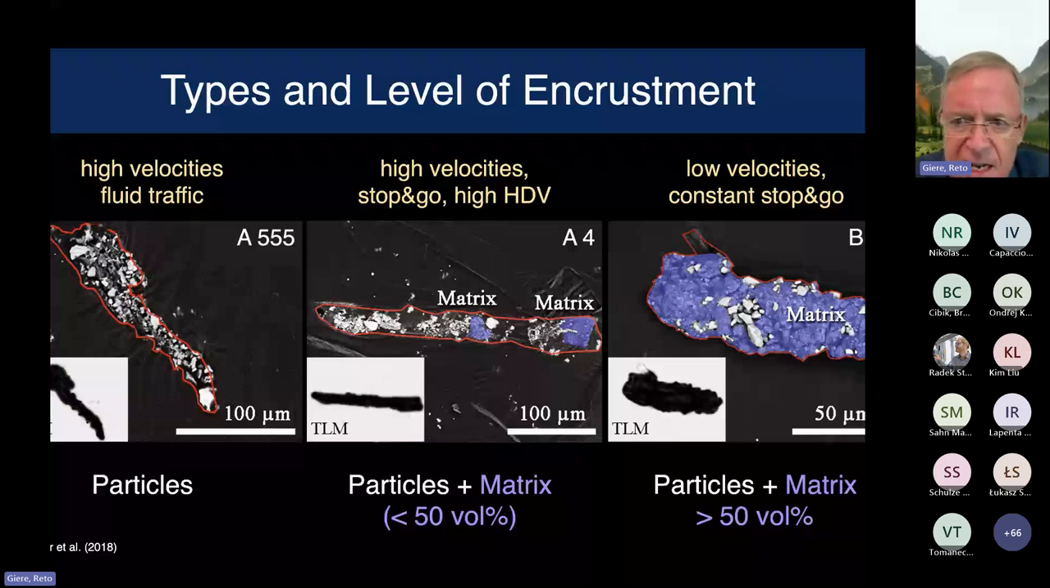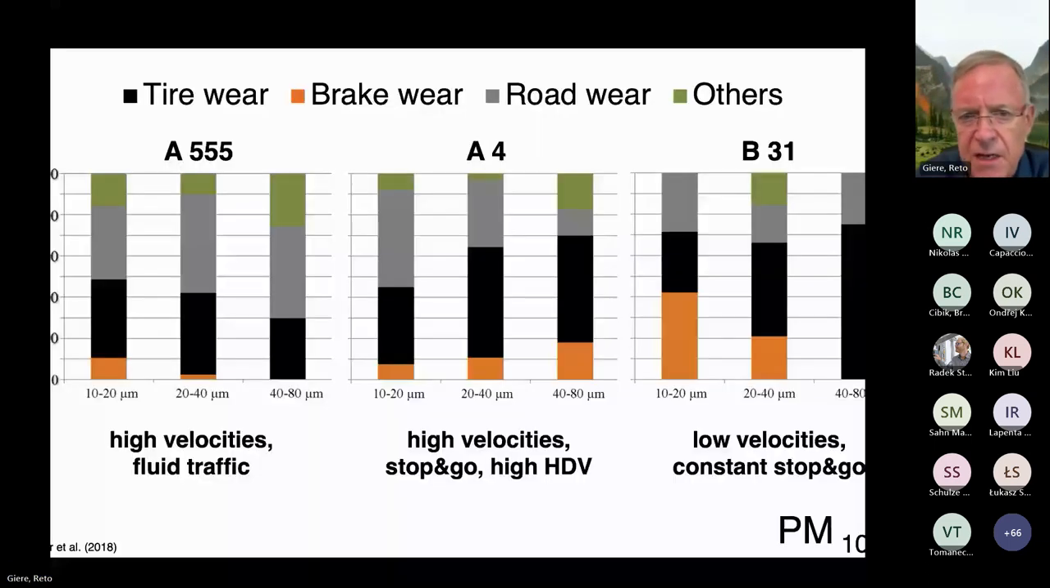And on the right hand side, it's a road that has low velocity, so this is a constantly congested site. Always stop and go, low velocities, so the cars roll at very low speeds, and you see lots of little particles from brake abrasion. So this tells us a little bit about traffic patterns and also about possible solutions.